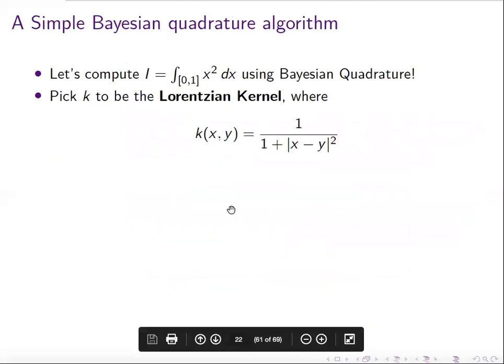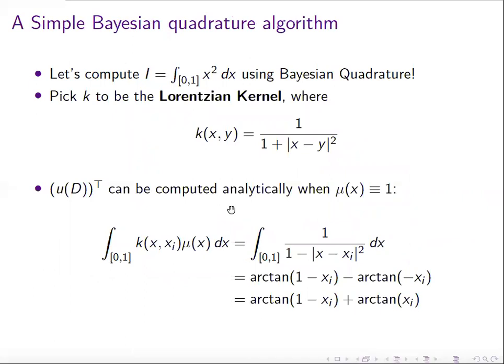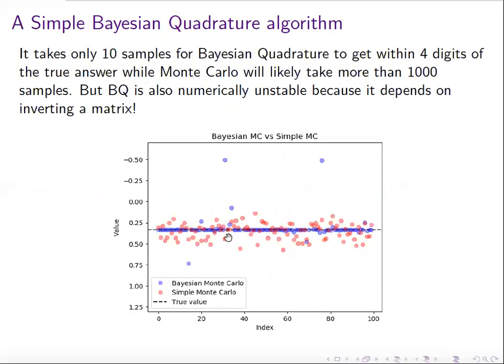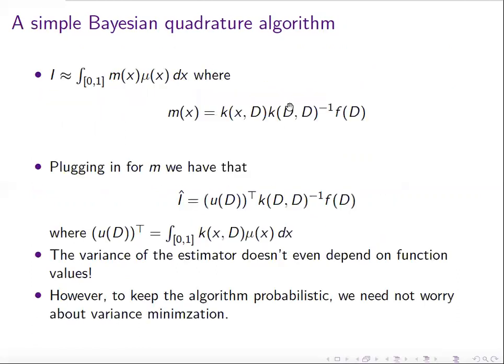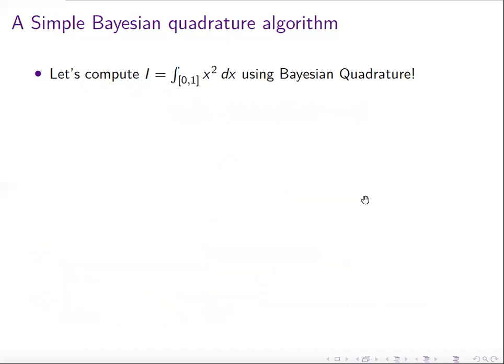And so once we put these pieces together, we can compute the integral that we want using Bayesian quadrature, and the results are pretty stunning. We see that the Bayesian algorithm gets within 4 digits of accuracy in only 10 samples, while Monte Carlo, we know, might take many more than just 1,000 samples. But at the same time, Bayesian quadrature is kind of numerically unstable, because to compute the estimator, we actually have to invert a large matrix, and that's not easy. It's a very poorly conditioned problem.